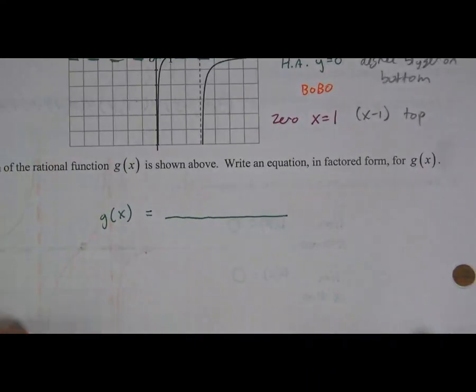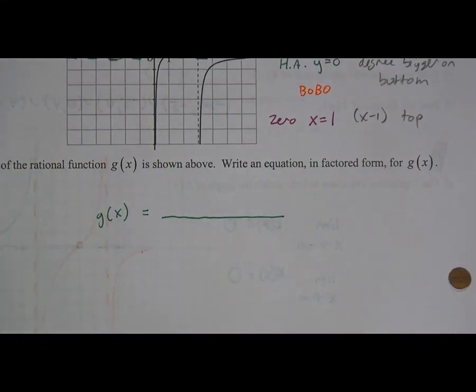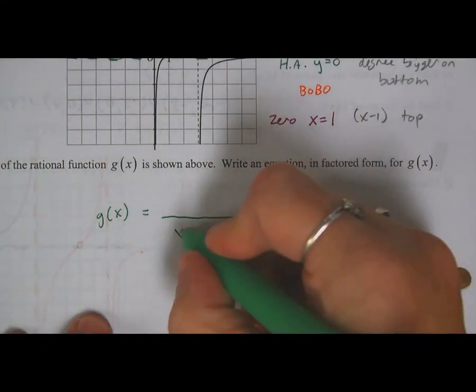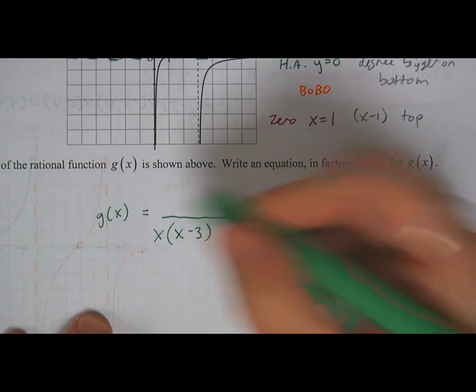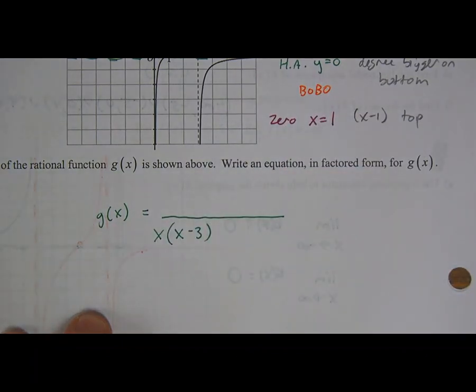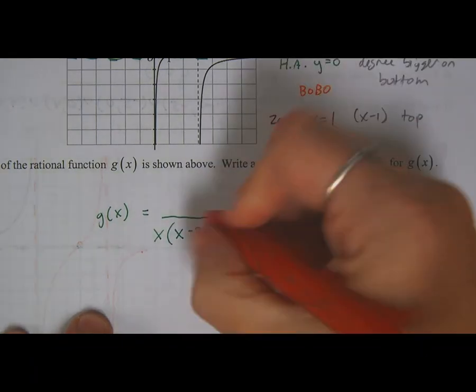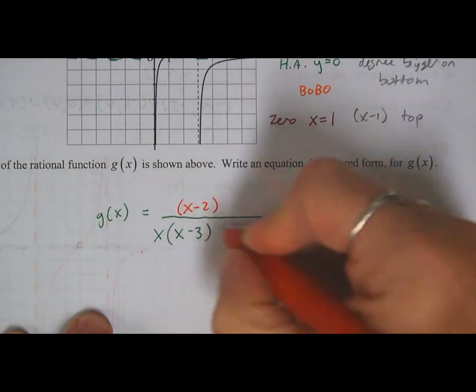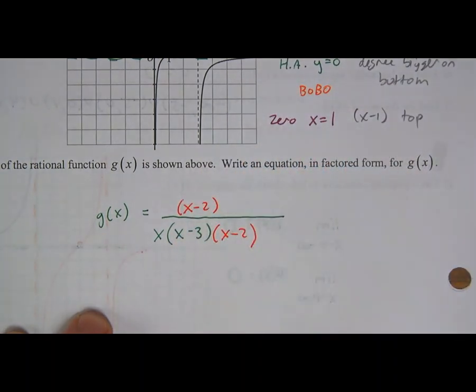write an equation in factored form for g of x. Vertical asymptotes, there are 2 of them. A hole. A 0.